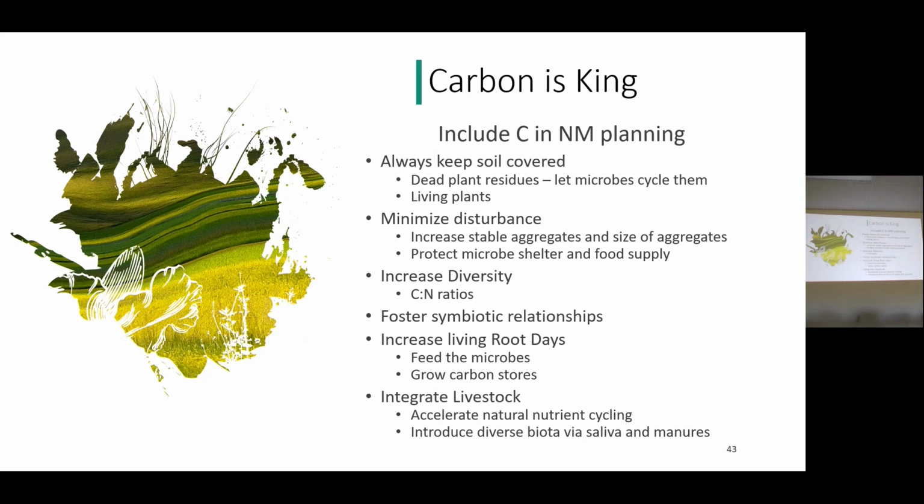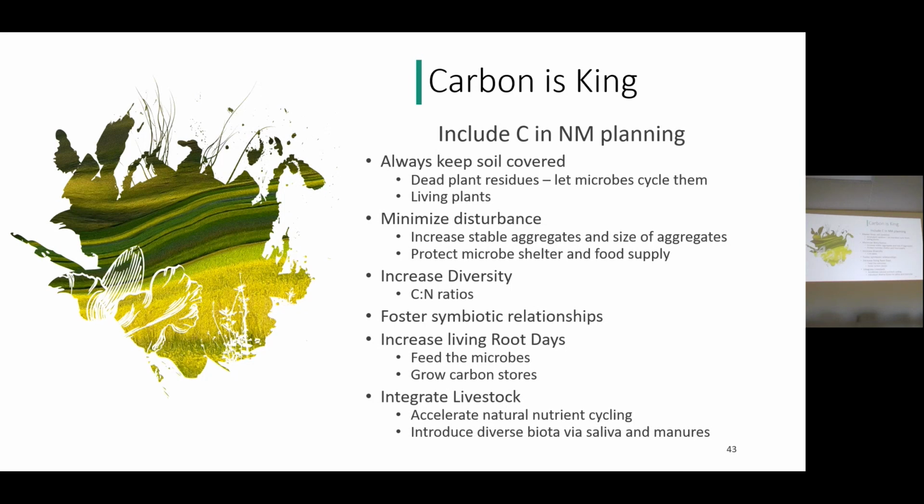We need to minimize disturbance. Okay, a lot of our tillage will break down those aggregates. We need to increase the diversity so that we can balance those carbon and nitrogen ratios, foster those symbiotic relationships by increasing those living root days. If you do the math, in our current system of corn and soybeans, we are only harvesting the sun's energy 33% of the time, which means 66% of the time our soil is not working for us to make the bank payment. And we probably spend a lot of money during that other 66% of the year to keep it from working for us.